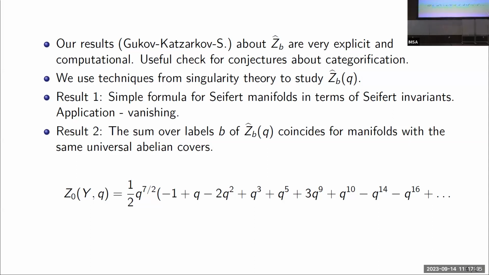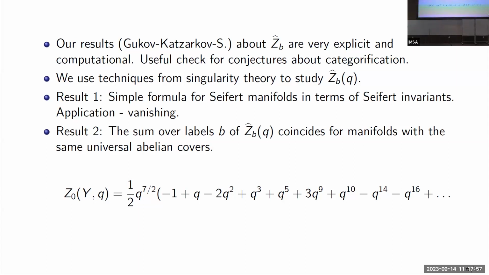And this has some nice applications. For example, it was observed that this invariant often vanishes for some choices of this label B, which I will talk about later. So for some choices of B, this invariant completely vanishes. And this is now much better understood with the formula.